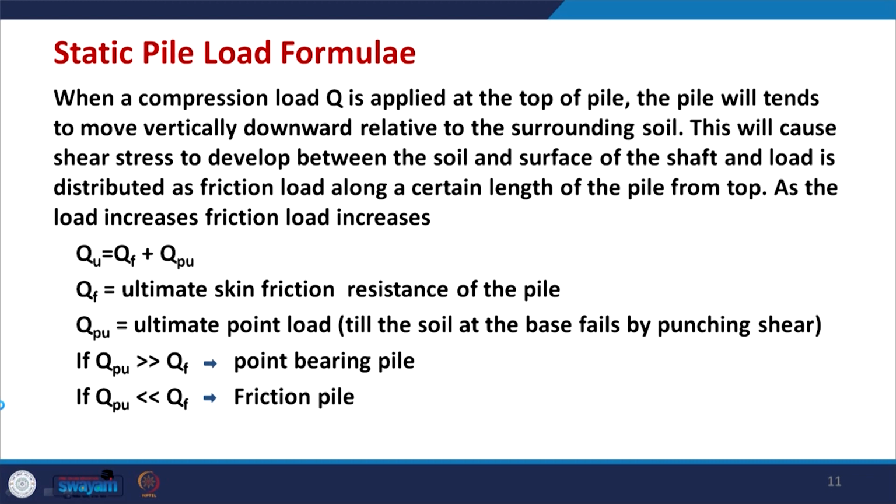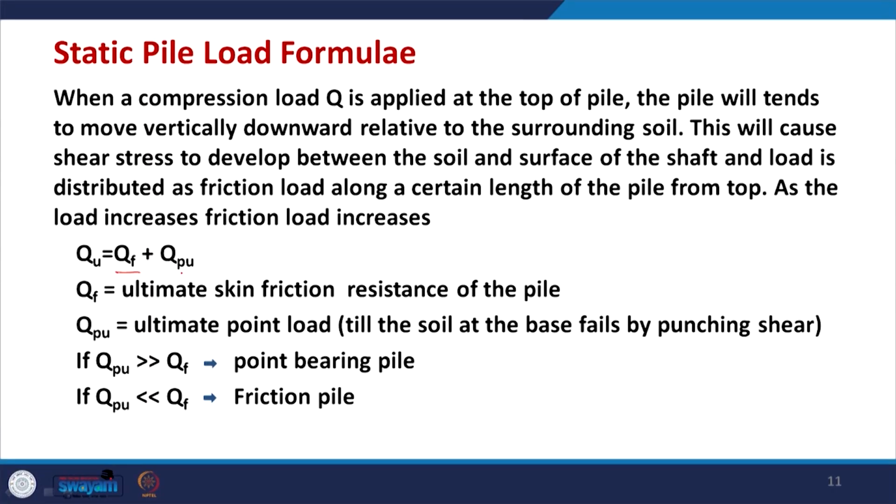As the load increases, friction loads will also increase. However, when the pile reaches the desired location, and if you have good conditions, particularly bedrock, then the pile will transfer the load through point bearing or end bearing action also. So, the total compressive load which a pile can carry consists of two components, one is QF and another is QPU. QF is called the ultimate skin friction resistance of the pile, while QPU is the ultimate point load, till the soil at the base fails by punching shear.